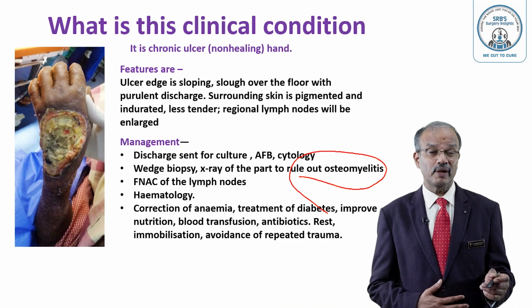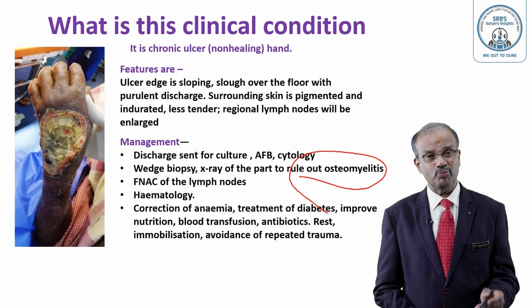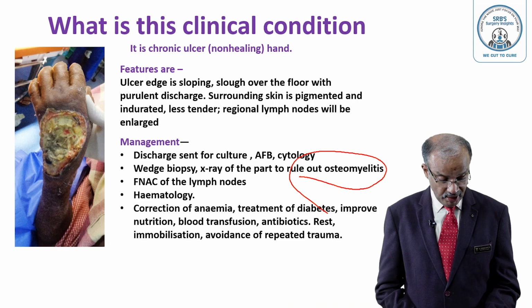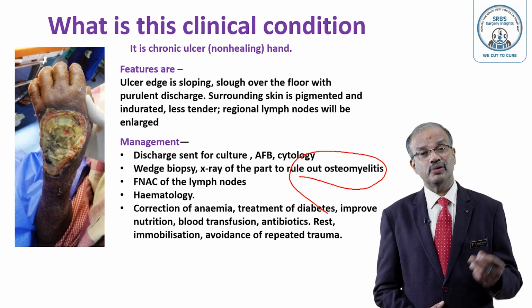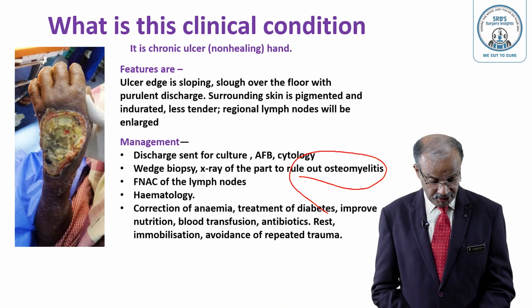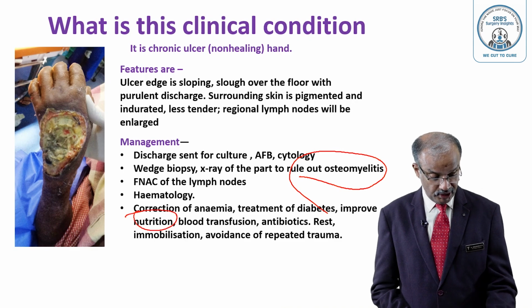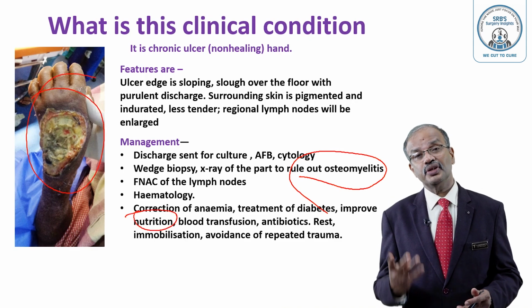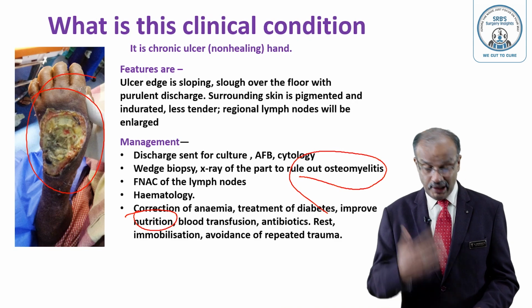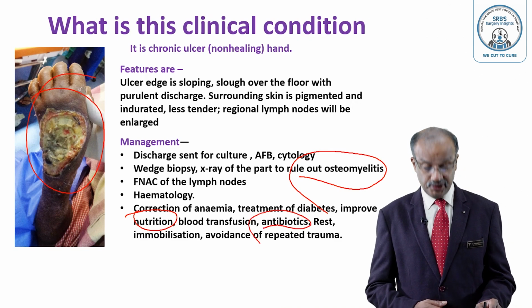That is a big problem while managing such a patient. For lymph nodes, do FNAC of the lymph node, because it must be reactive or inflammatory. Hematology, blood tests, blood count, C-reactive protein, and diabetes assessment, kidney function assessment should be done. And correction of anemia, diabetes if present, and improving nutrition is very important here. Healing of the ulcer depends on the nutrition and hemoglobin and albumin level. Blood transfusion if required, and antibiotics should be given based on the culture sensitivity.